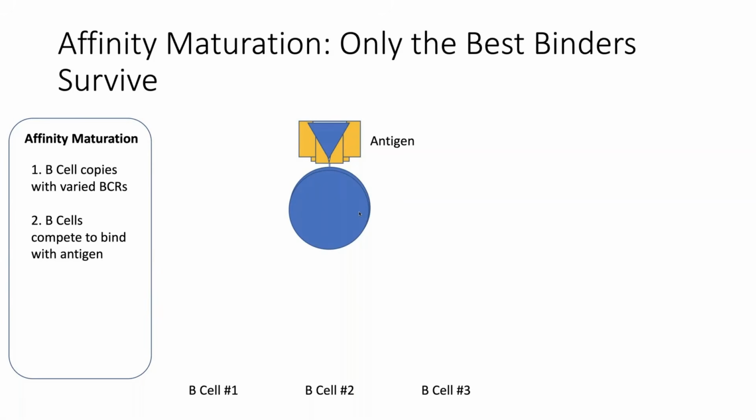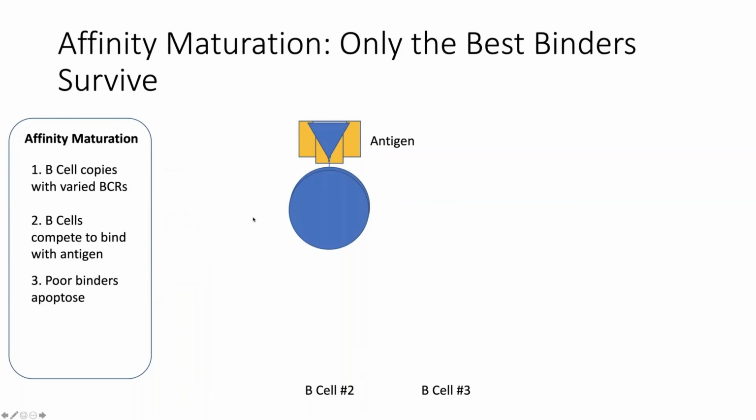So the ones that don't bind well, what's going to happen to them? B cell 1 didn't bind that well. So what's going to happen to B cell 1? If I recall correctly, it would undergo deletion. Yeah, exactly. It's not going to bind well, it's going to get kicked off from the interaction, and it's going to die.